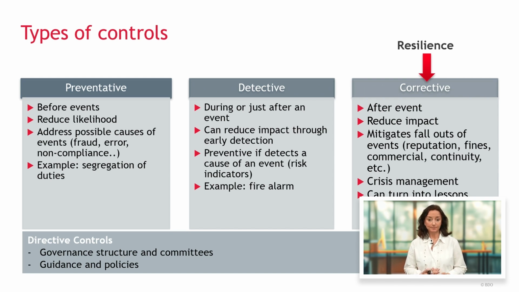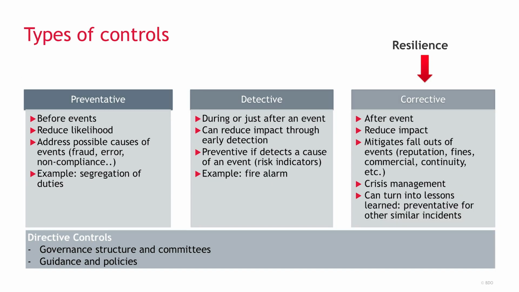Detective controls, like the name indicates, detect the events and reduce their impact by early detection. A typical example for that is a fire alarm. The quicker you detect a risk that propagates very quickly, the more effective you are at reducing its impact.